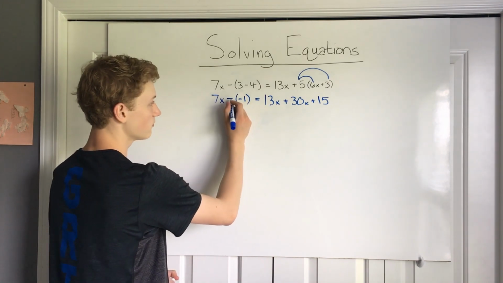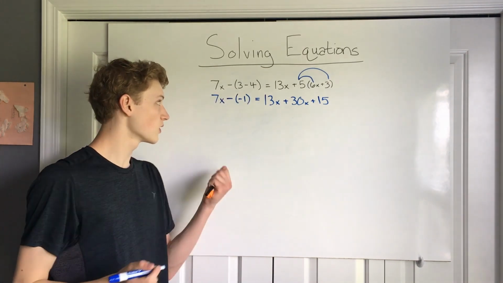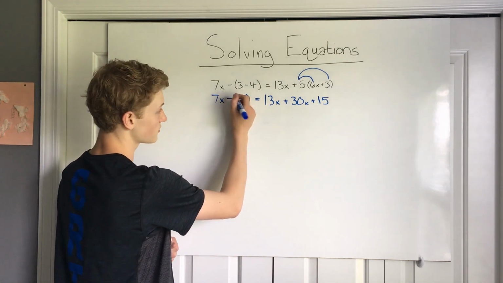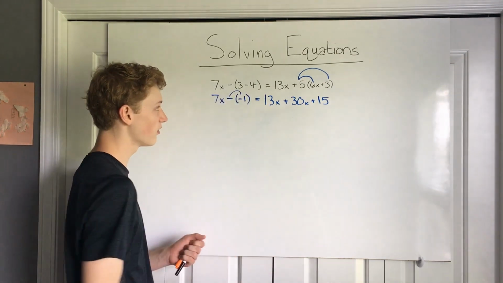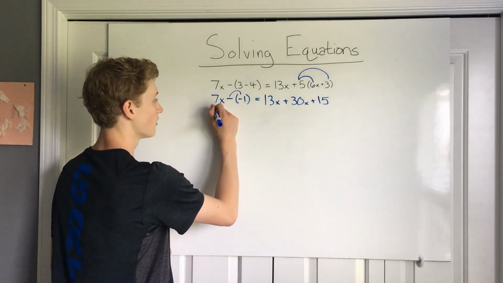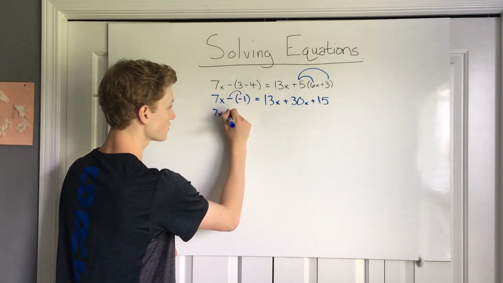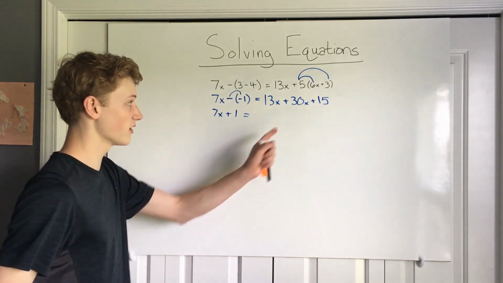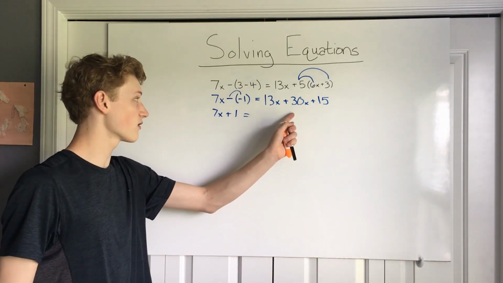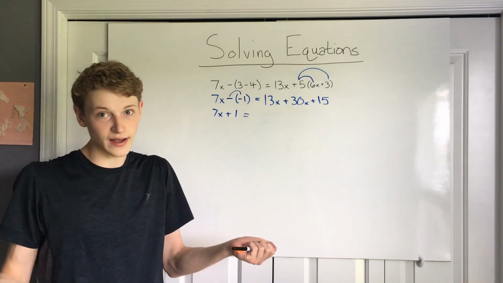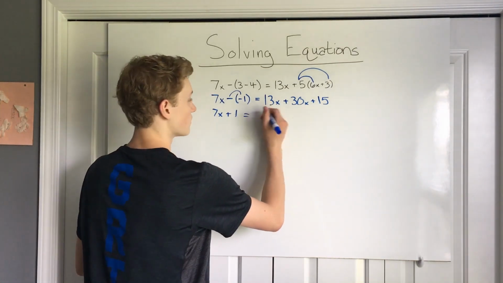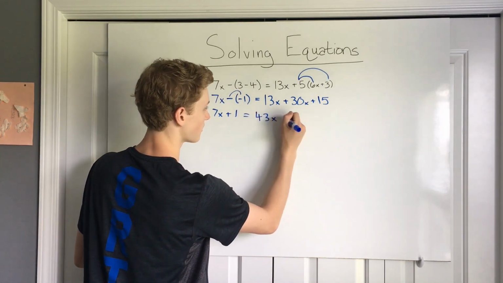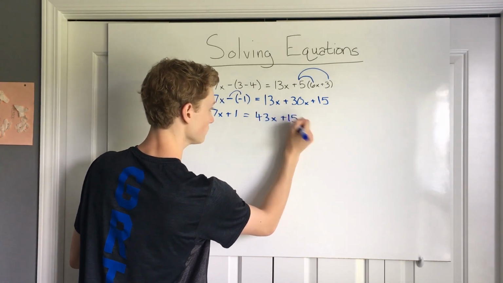Now, I can simplify this right here. What's something minus a negative number? Well, that's the same as adding, so I can just distribute this negative to that negative 1. 7x plus 1 equals, now I can simplify this side over here by adding 13x plus 30x because I know x is the same. So 13 plus 30 is 43x plus 15.